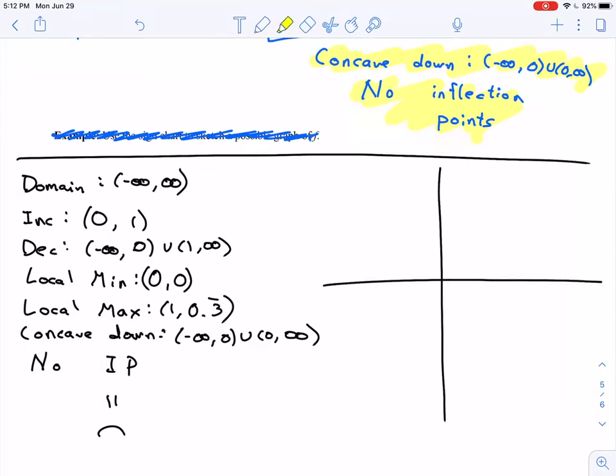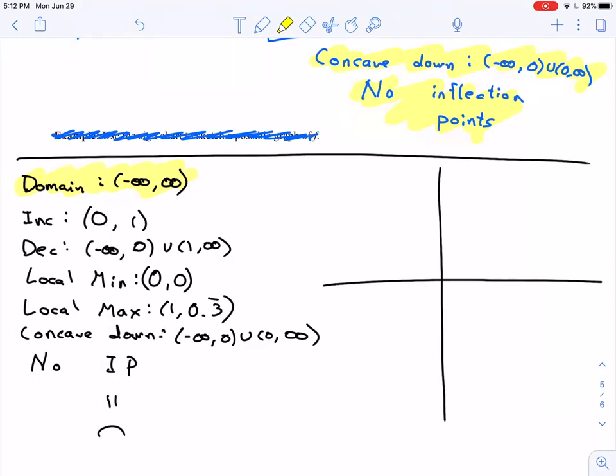Few things I'm going to look at. Domain, this time again, negative infinity to positive infinity, and really what that tells me, there's no holes, no breaks, no asymptotes, nothing that we would maybe consider traditional odd behavior for a graph. So it's helpful for us in that sense, but not very helpful.